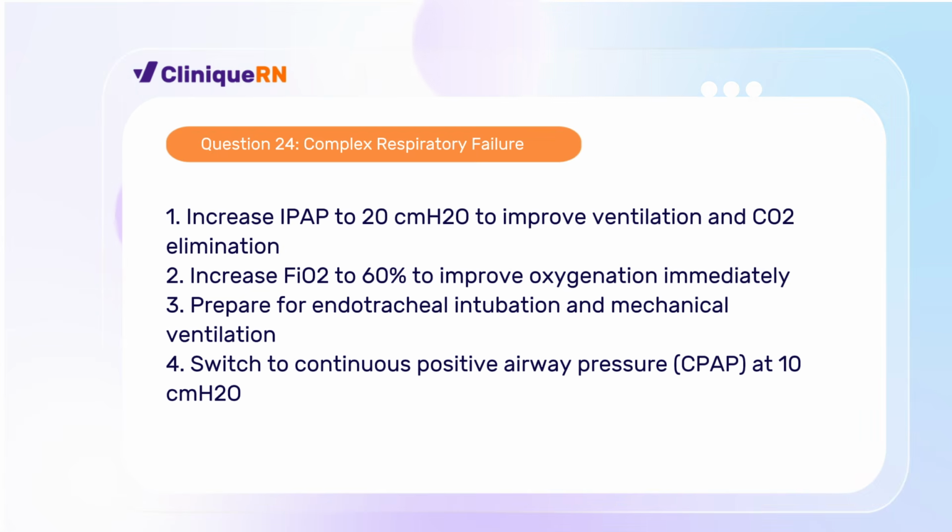1. Increase inspiratory positive airway pressure to 20 centimeters of water to improve ventilation and CO2 elimination. 2. Increase the fraction of inspired oxygen to 60% to improve oxygenation immediately. 3. Prepare for endotracheal intubation and mechanical ventilation. 4. Switch to continuous positive airway pressure, CPAP, at 10 centimeters of water.